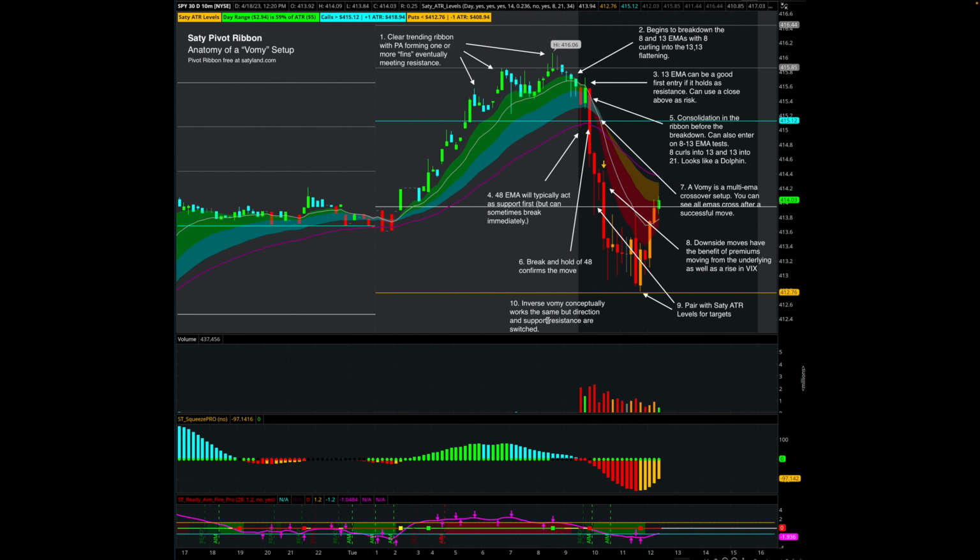And then the inverse is conceptually the same. You get a move here, a little fin, meets support instead of resistance, pulls back, starts to break the 13, and potentially get a move to the other side. So that's the Vomy setup, and I think it's a really good one. It's really easy to spot. Once you spot it, it's really hard to not want to spot it. You just need to wait for your confirmation, but you can always get in early and have some tight risk on there to make sure that you don't get on the wrong side of the trade.